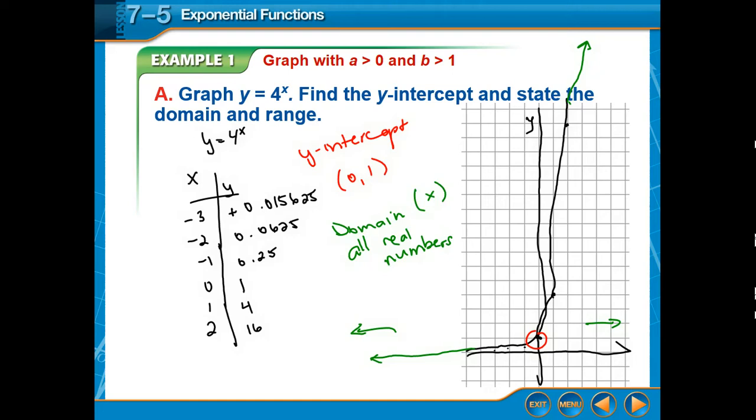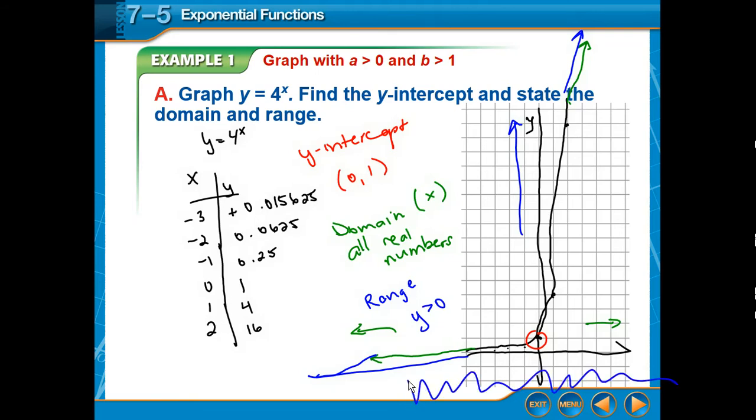And then range talks about y. So I want to know where I have y values. I have y values going all the way up because, again, this keeps going. But this thing here kind of levels off. It keeps going along the axis. It doesn't cross over it. So my y values are only going to be positive numbers. So y is going to be greater than 0. Because I don't have anything for y anywhere below there. I have no y values in there. No point I could ever put on that line will have a y value less than 0. Okay?